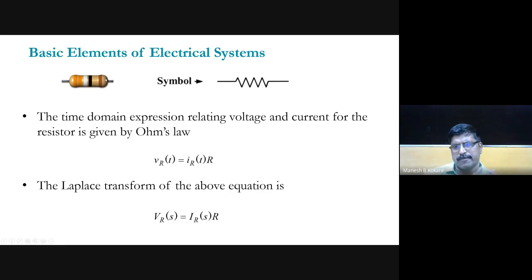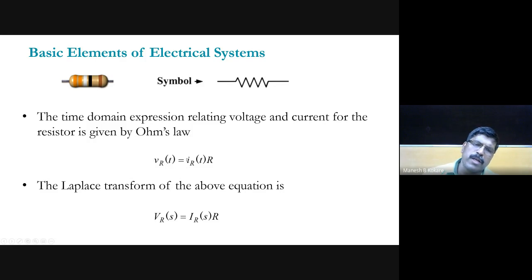So this is the resistance, and this is the symbol of the resistance. I hope that everybody knows. When you apply a voltage across this resistance, by using Ohm's law you can find the relation between voltage, current, and resistance. The time domain expression relating voltage and current for the resistor is given by Ohm's law, which is VR(t) = IR(t) × R. Here VR is the voltage applied across the resistance R, and IR is the current flowing through that resistance R.